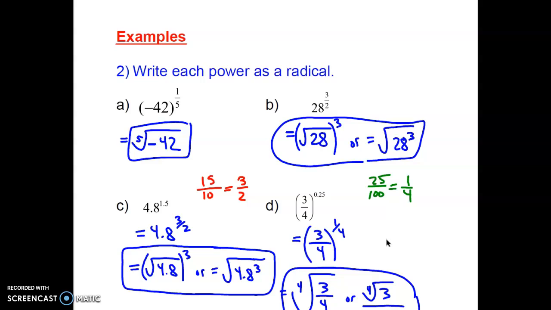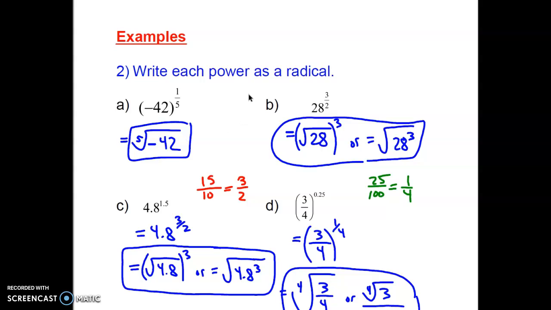So now we need to write these powers as radicals. So let's look at A. So we have negative 42 to the power of 1 over 5. So this should be quite simple. This is just what we did on the other side. The 1 is what our power becomes on the base, and 5 is our index, right? So always start with the denominator. The 5 goes in front of the root symbol, and then it would have a 1 right here, negative 41 to the power of 1.